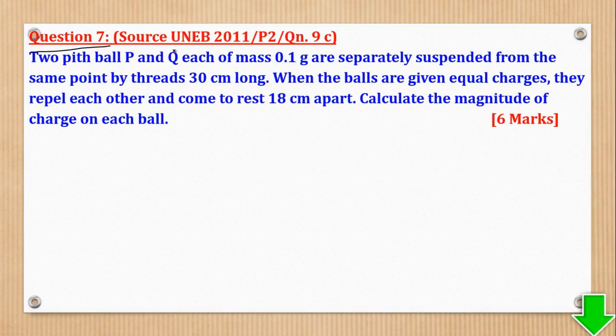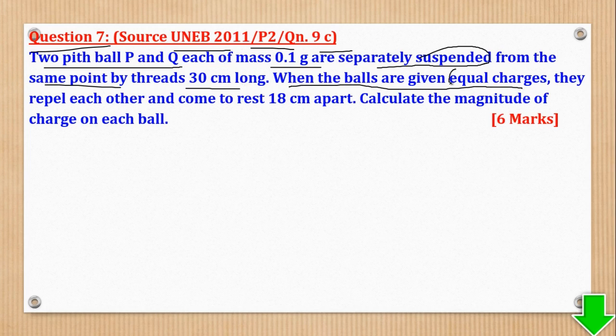Now we shall go to question 7, which came from UNEB 2011 paper 2 question 9C, and says two pith balls P and Q, each of mass 0.1 gram, now this is gram, are separately suspended from the same point by threads 30 centimeters long. So the threads are of the same length. When the balls are given equal charges, note this word equal, they repel each other and come to rest 18 centimeters apart. Calculate the magnitude of the charge on each ball.